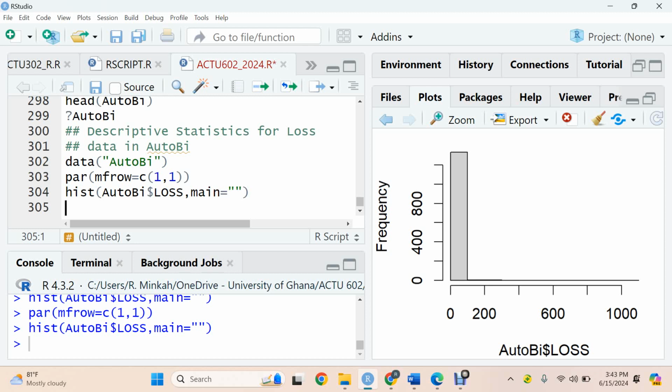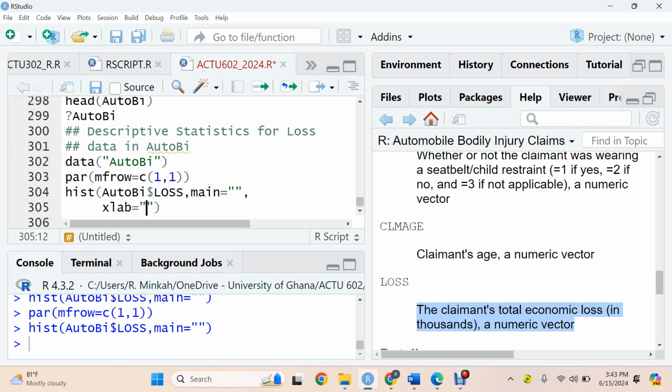The loss has that dollar sign. It's not good, so we need to what? Take it off. How do we take it off, or modify it? S-lab, good. And then we do this. We can now go to the health files and see what? The claimant's loss, total economic loss in thousands. Right? So whatever data we are getting over there has been divided by 1,000. So to get the actual one, we have to multiply it by 1,000.